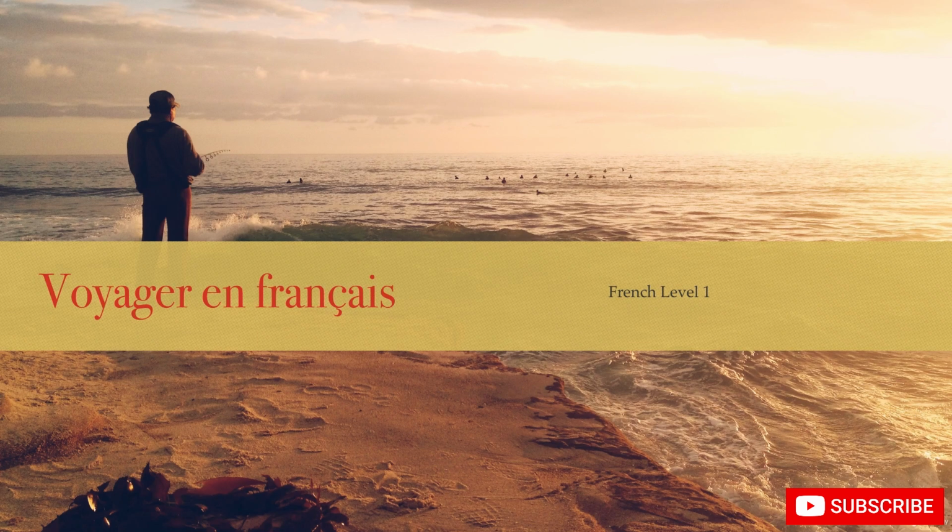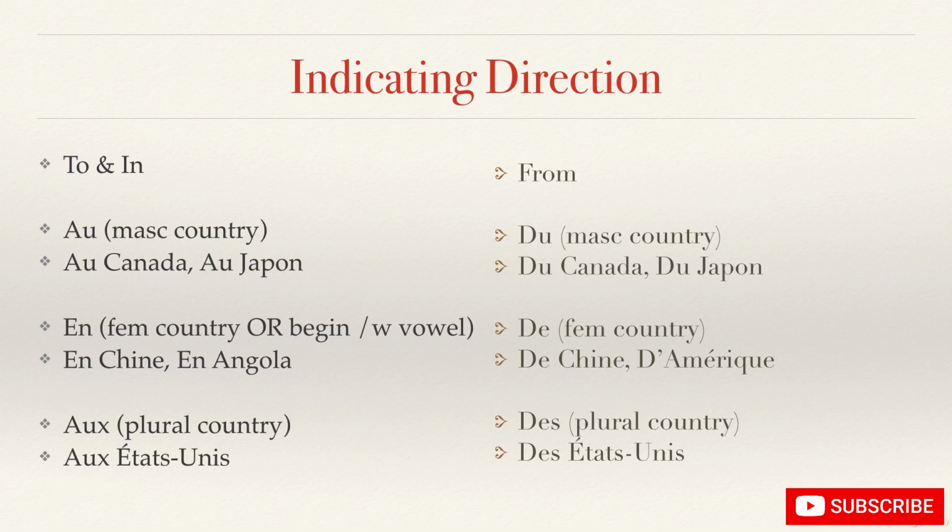In this lesson, we're going to be talking about traveling in French, or voyager en français. So how do we indicate direction? One point that's pretty challenging for French learners is that in English, we say, I'm going to France, and it's just the one word, to. However, in French, we have a variety of different words that we would use. So to France is actually a little bit more complicated than it would be in English.